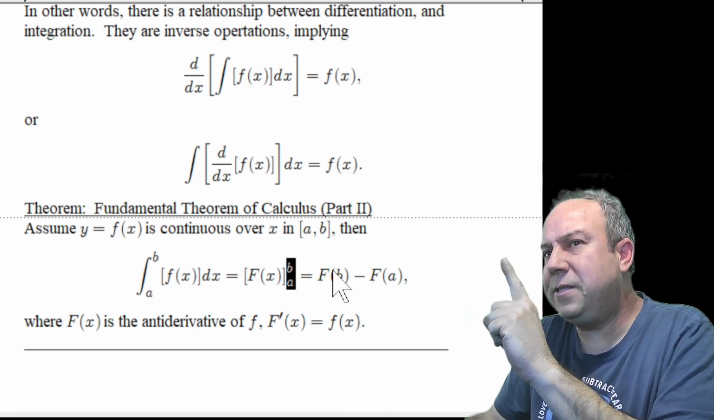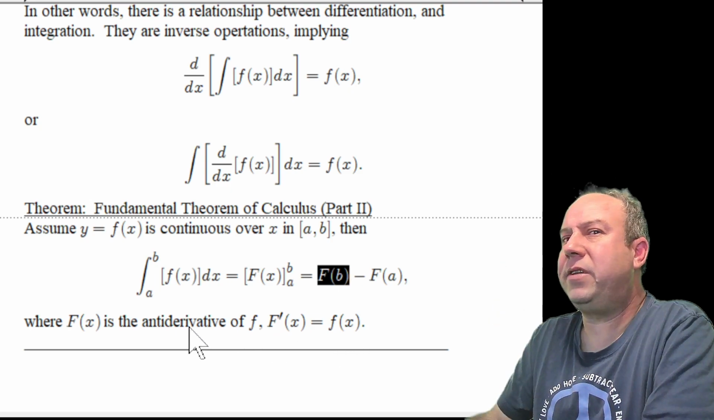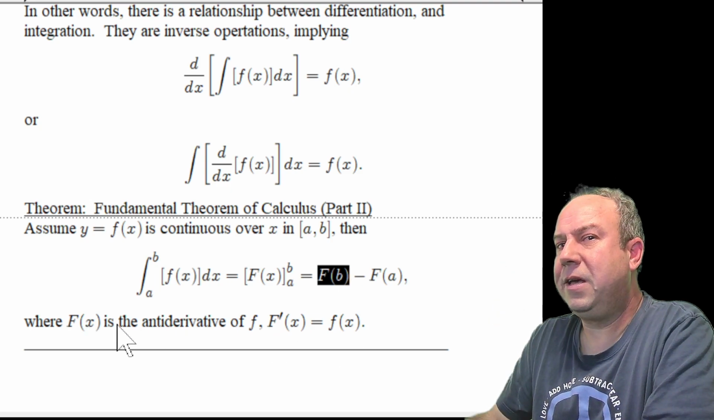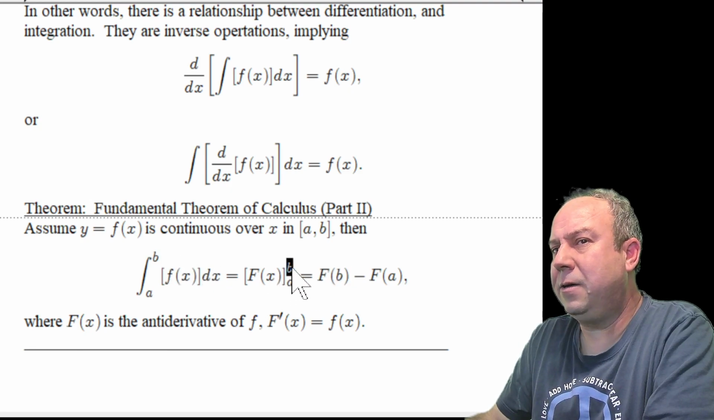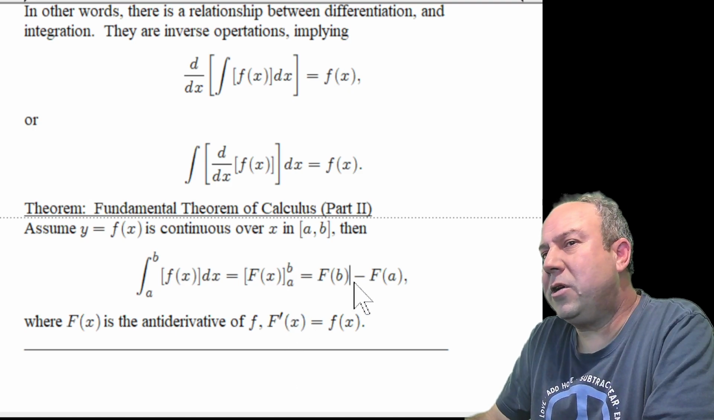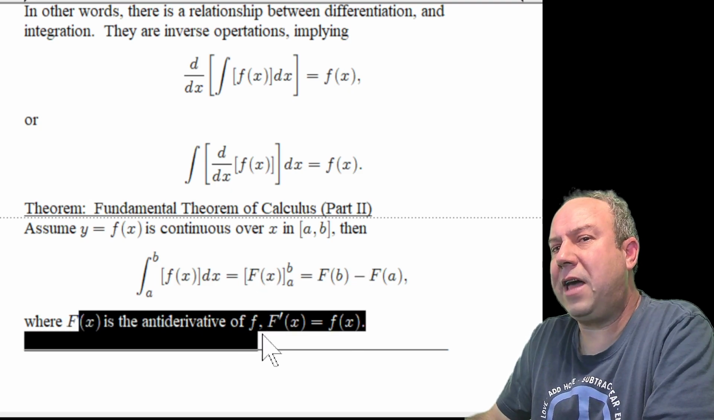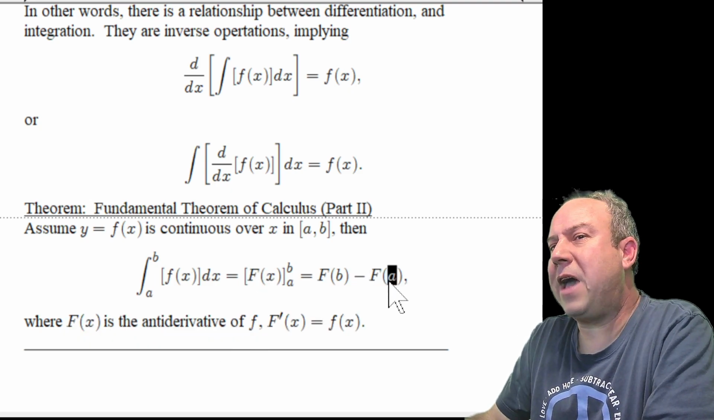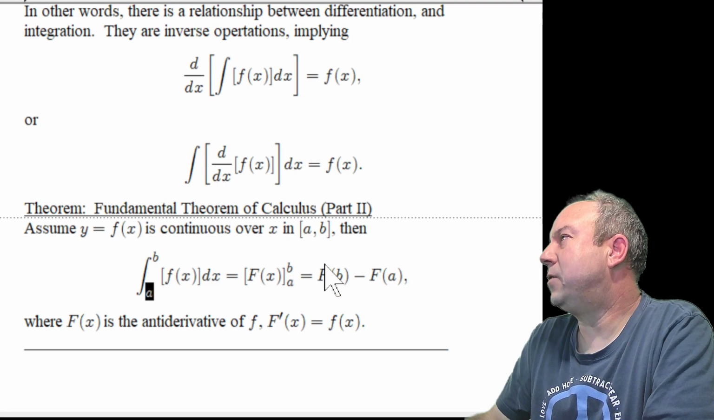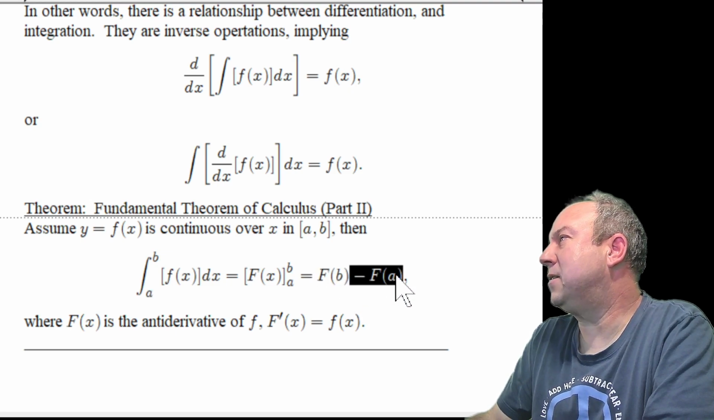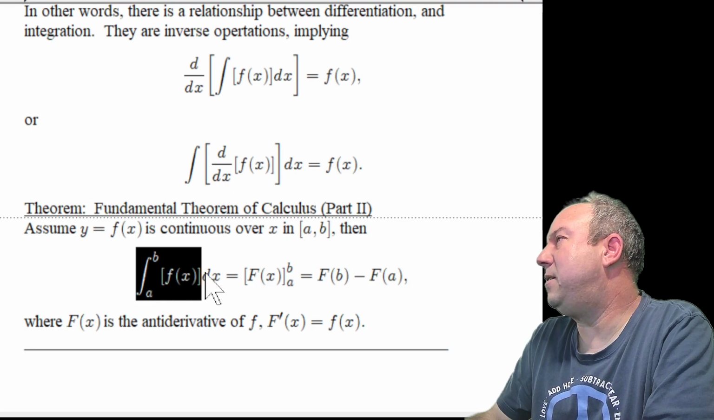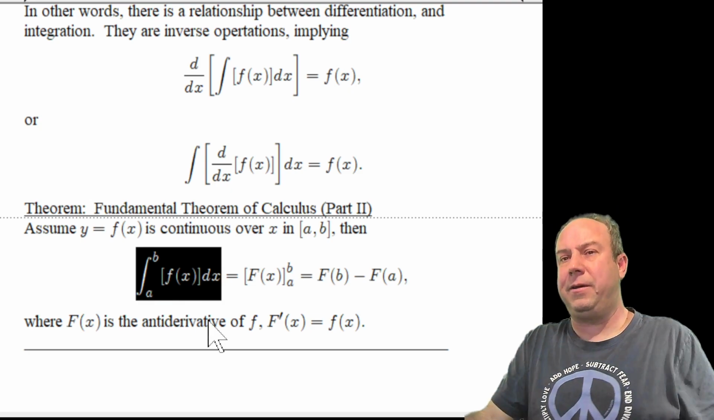Which means I'm going to take the antiderivative of my function f and evaluate it at the upper bound of b, and I'm going to subtract from it the antiderivative of little f evaluated at the lower bound of little a. It's going to be cap F at b minus cap F at a. That's going to be the definite integral of f of x from a to b.